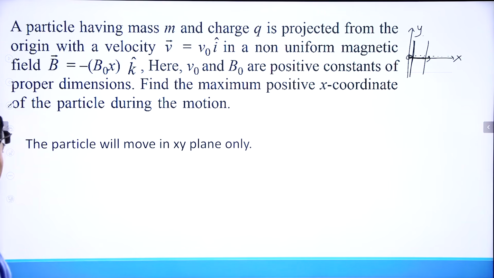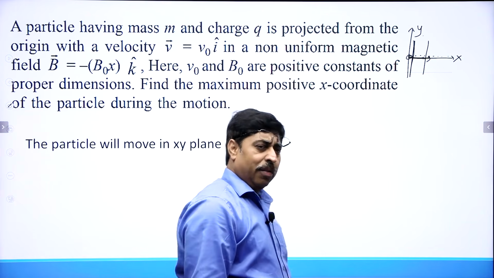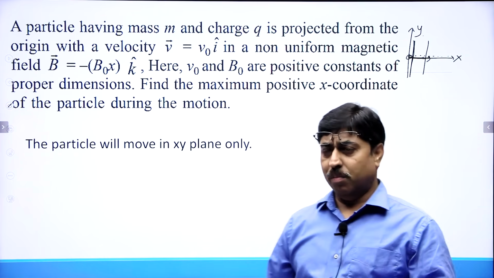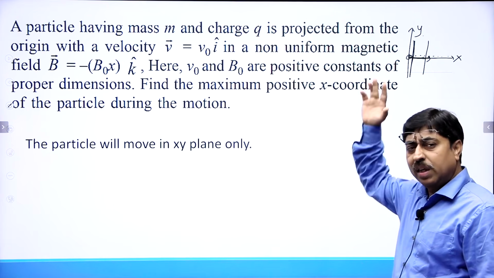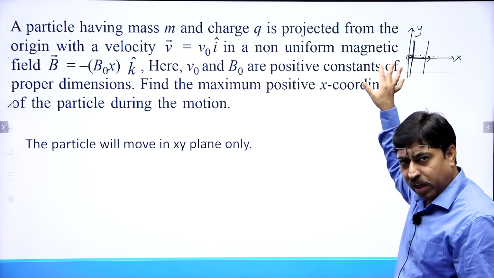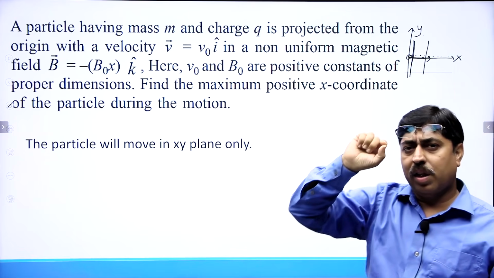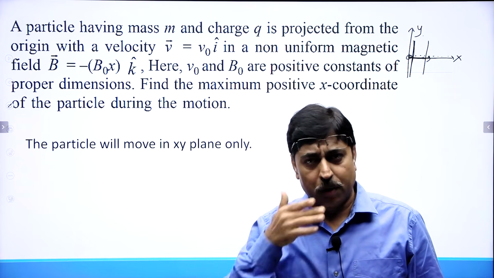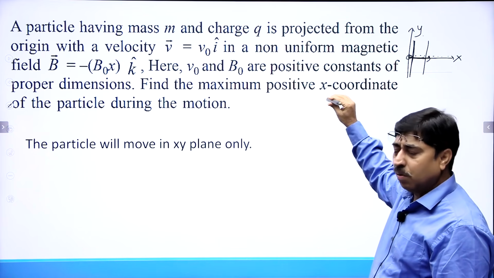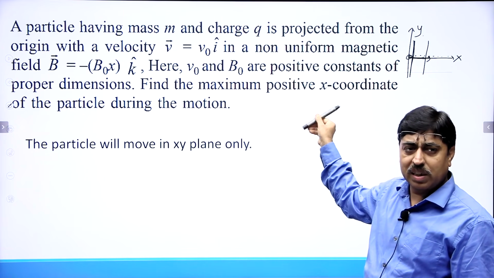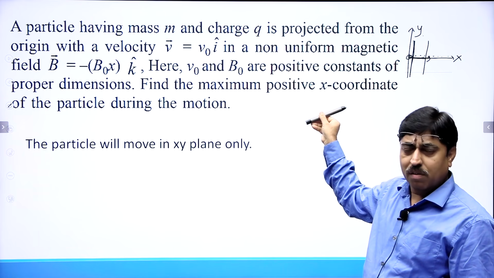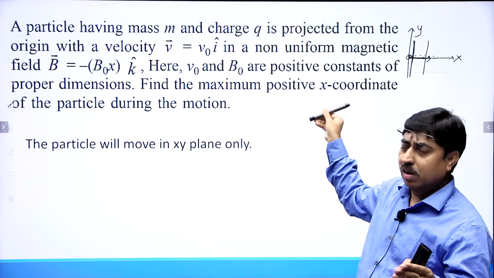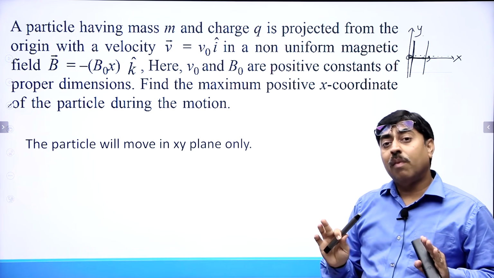Here goes my solution. The first thing that we need to notice is that the particle will move in the xy plane only, right? Because the magnetic field is perpendicular to the plane of this diagram, it is in the z direction, and the velocity is given in the xy plane only, it is along the x axis. So, the magnetic field is perpendicular to the plane of the board and the velocity is in the xy plane, and the force applied by the magnetic field on the particle is also in the xy plane.